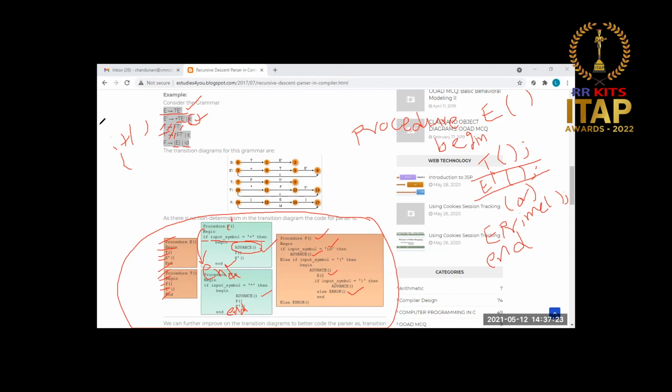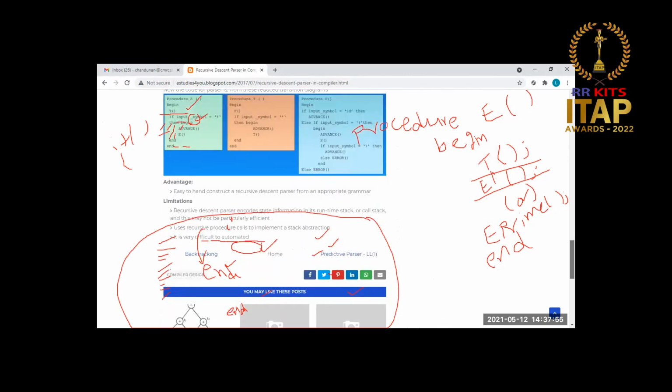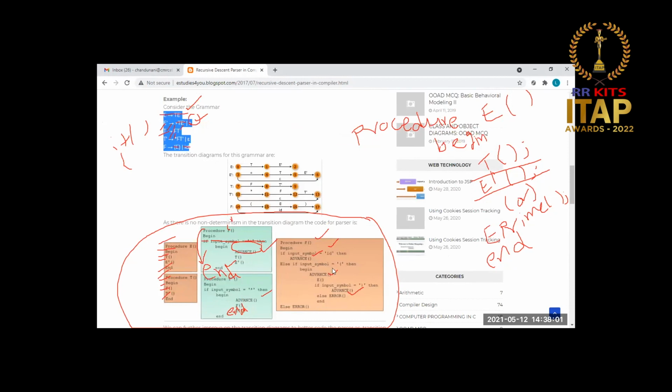So the week 5 program is this one: write a program for top-down parsing. You can start writing the program using either backtracking or the recursive descent parser. Is it clear now how to represent the recursive descent parser? At last we have to write one main function if you want, but they didn't mention it, so you can skip it here. So this is the procedure.